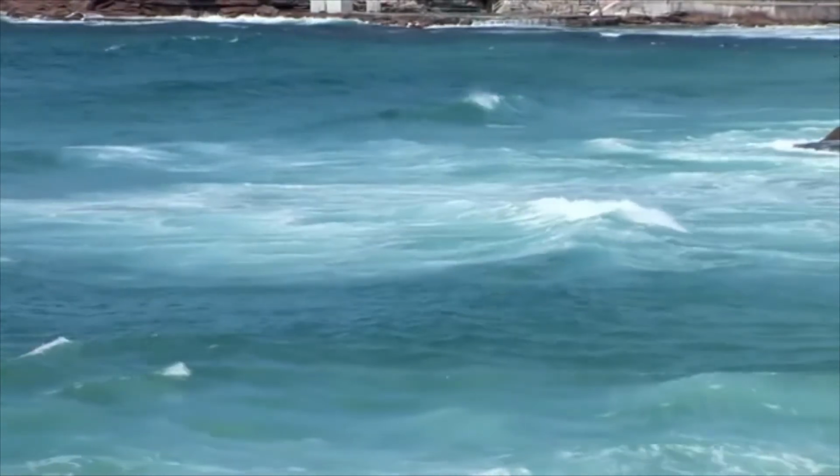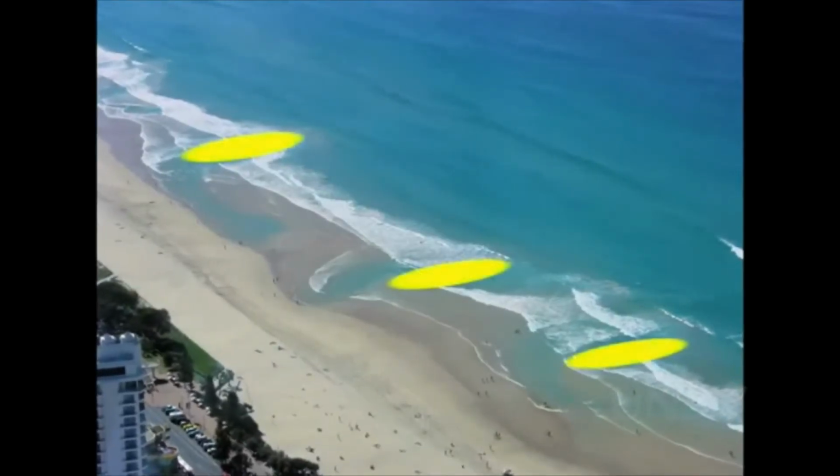Not all rips are the same. The most common type is what we call a fixed rip. And fixed rips are stuck between sandbars and they might stay in the same place for days, weeks, and even months.